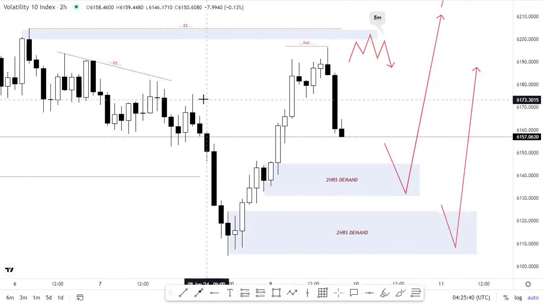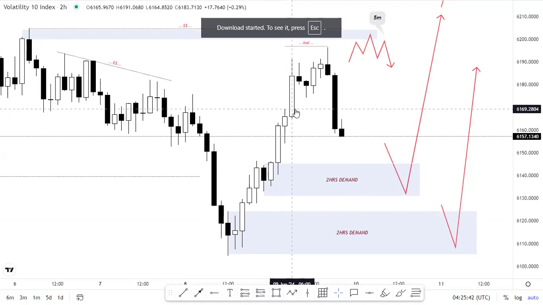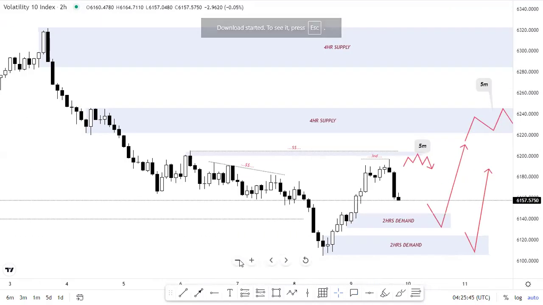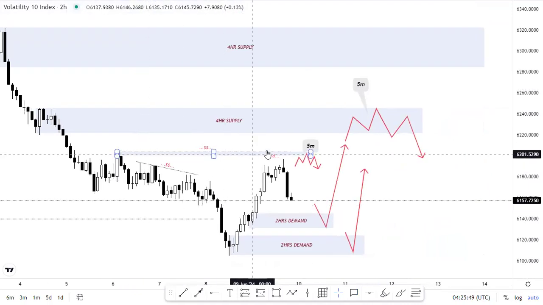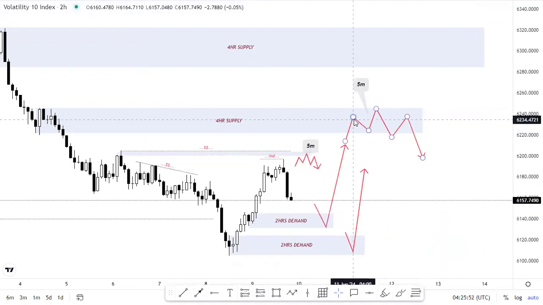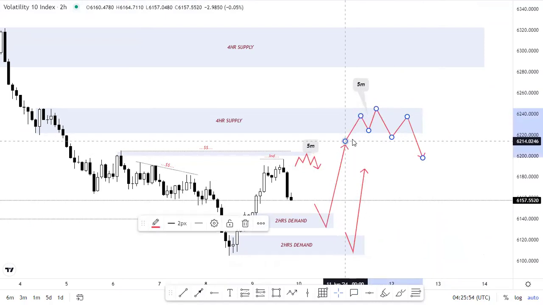So let me just save this. Okay. Then let me zoom out properly to capture all of them. So we are anticipating all of these movements here on the 5 minutes time frame.